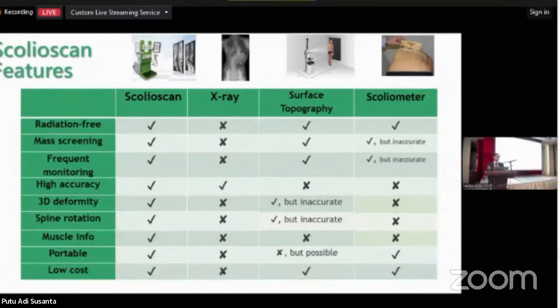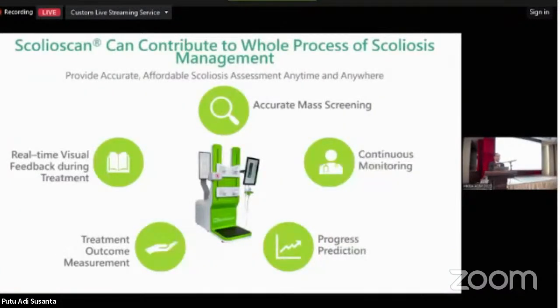And then you may ask, okay, so what? You have this device, how can it be used? So according to our 10 years of exploration, the device has now been installed in Europe, in Australia, in China, rapidly increasing.